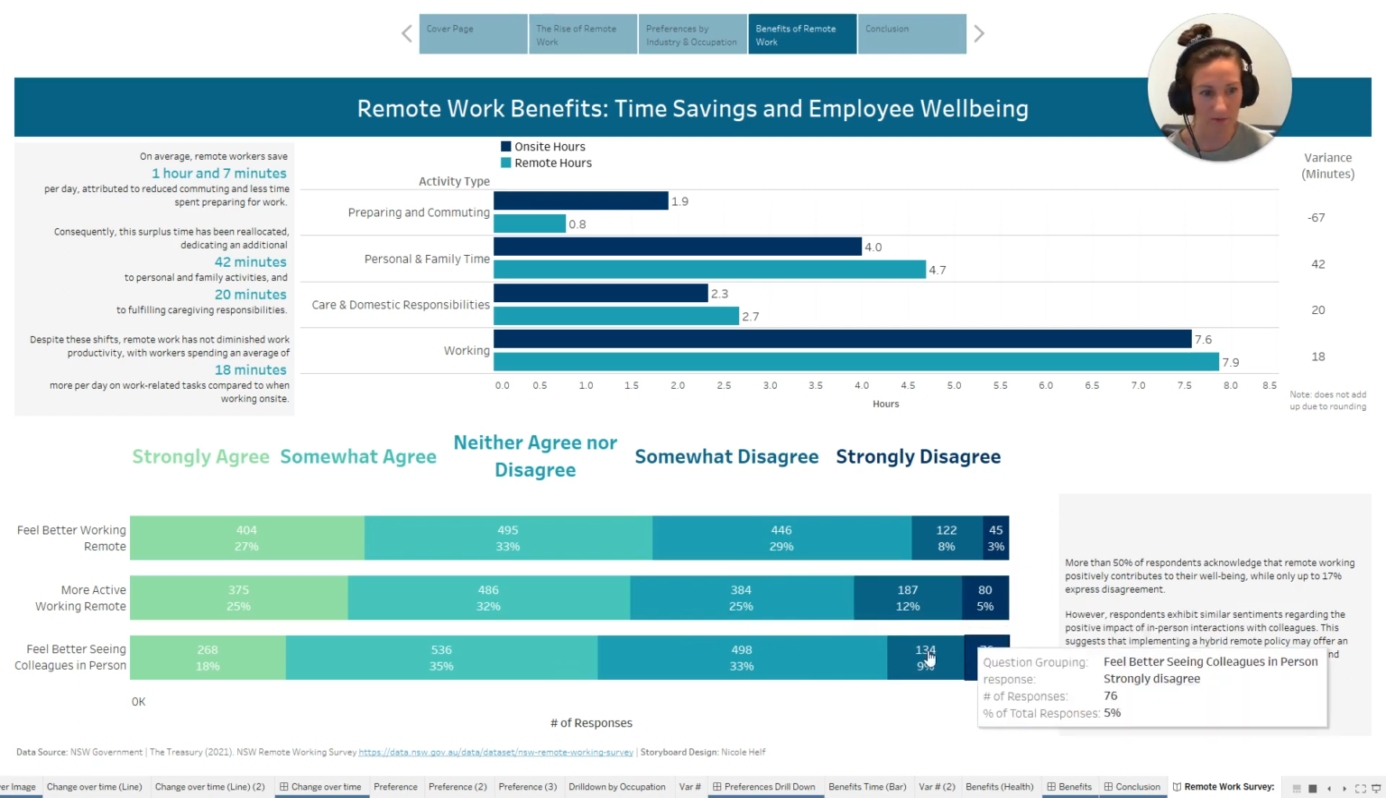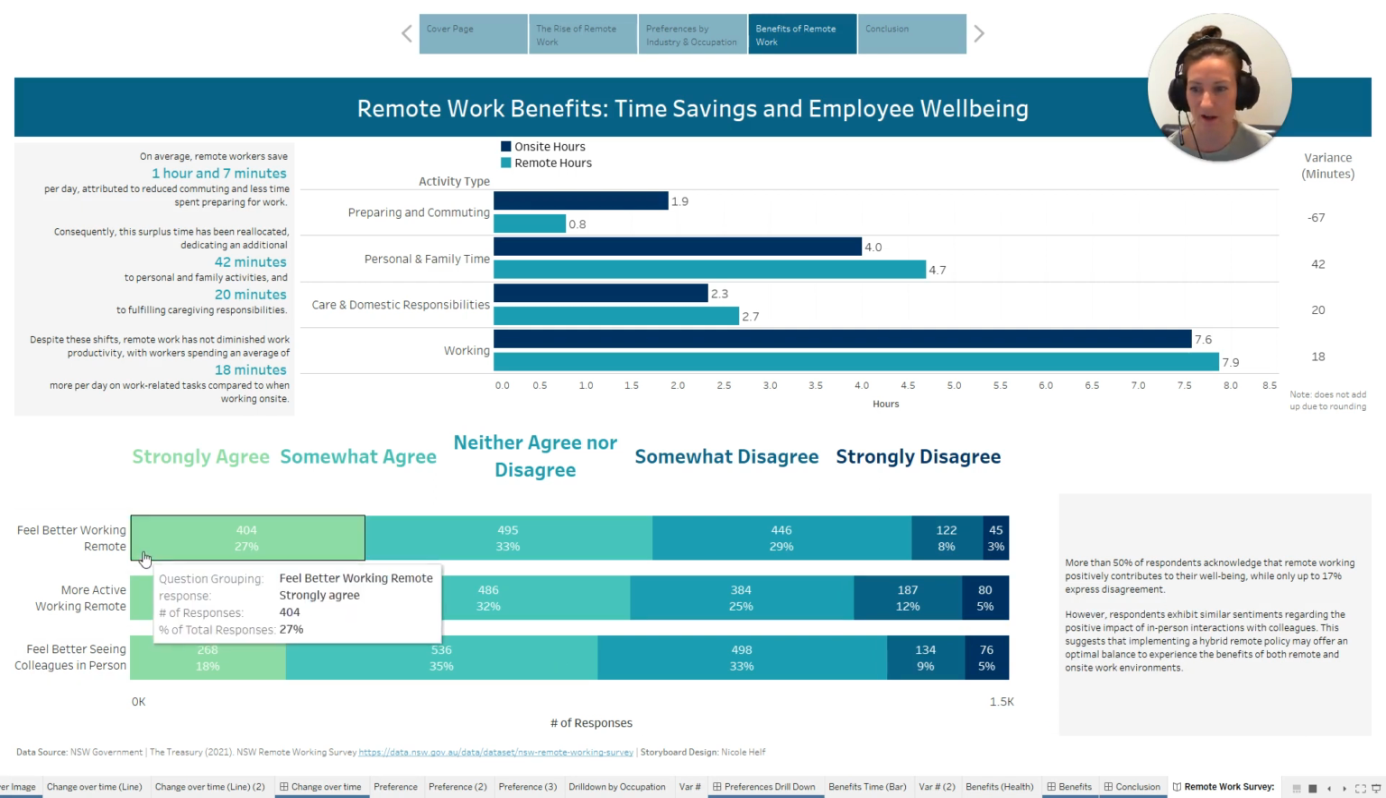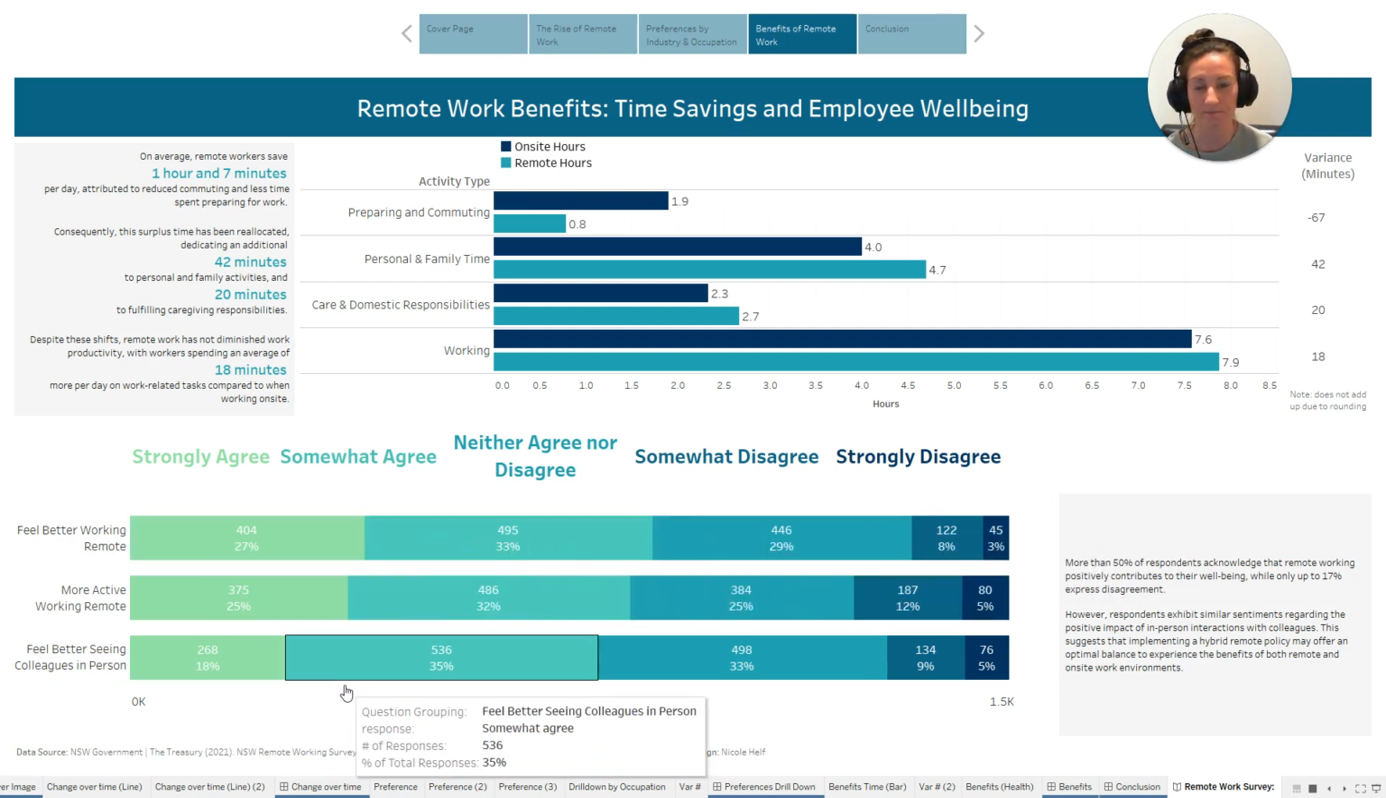However, respondents of the survey had similar sentiments about feeling better with seeing colleagues in person. So that conflicts a little bit with these two questions here, which might suggest that a hybrid model of working remote would be ideal so they could experience all of these benefits.